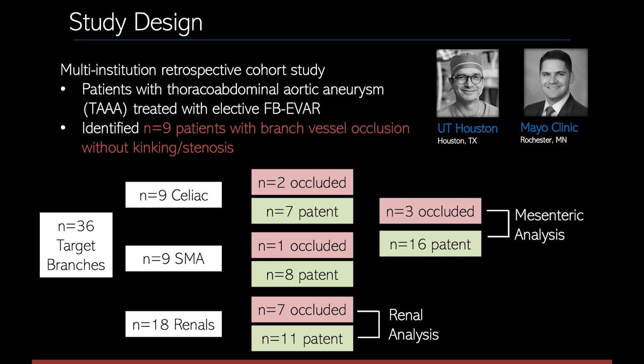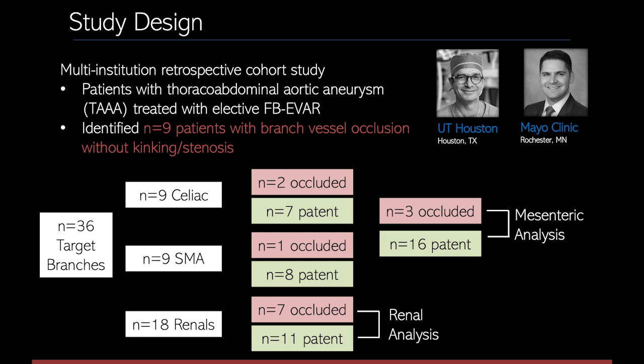So this is a multi-institution retrospective cohort study. We utilized patients from a large investigational device database by our colleagues at UT Houston and Mayo Clinic, who have the largest database of these advanced repairs in the country. There's a total of 36 target vessel branches. You can see here just a breakdown of occluded stents. There are 3 mesenteric stents, celiac and SMA occluded, and more commonly were found in the renal arteries, 7.